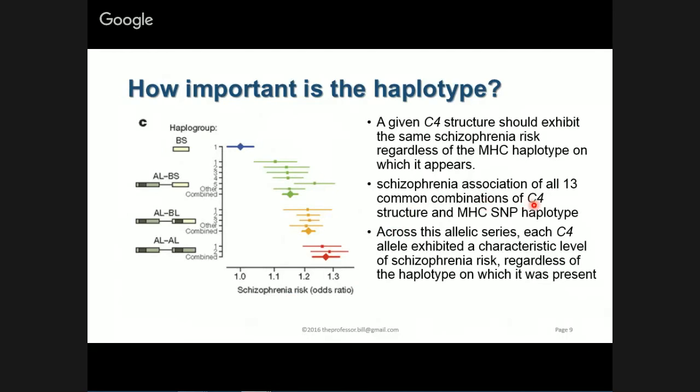And if you take a look at all of the 13 different possible combinations that involve AL compared to the control that they use here, you are at increased risk. So you're at roughly 1.15 times the risk, 1.2 times the risk, or almost 1.3 times the risk with these different C4 structure combinations. So what this means is that regardless of the haplotype that is being inherited along with it, C4a seems to be a really, really strong predictor right now that you will develop schizophrenia, or it's associated with schizophrenia. There's no mechanism at play right now.